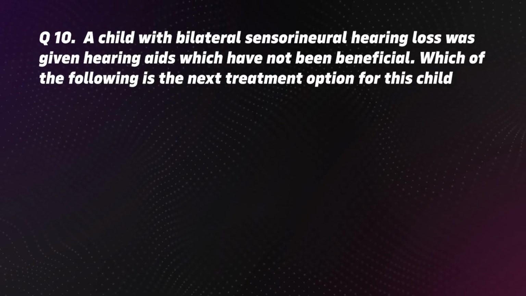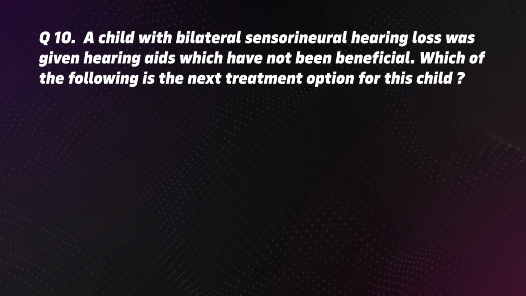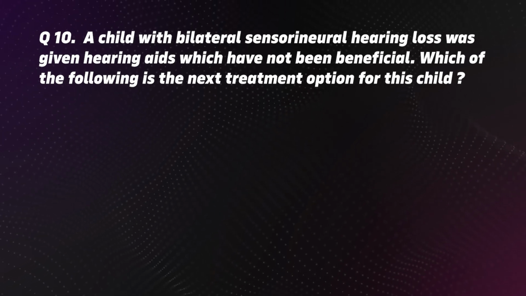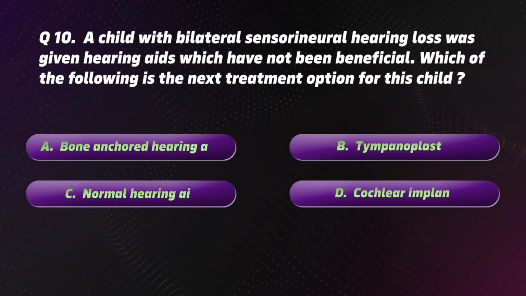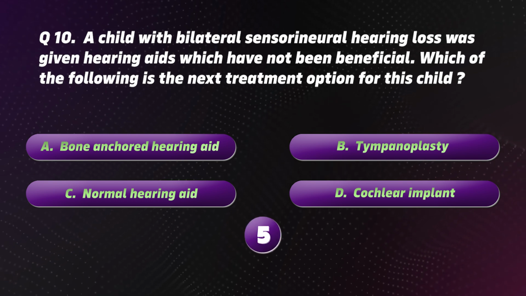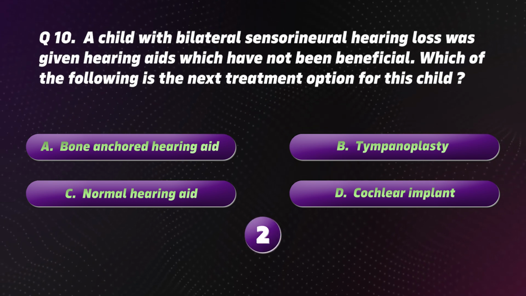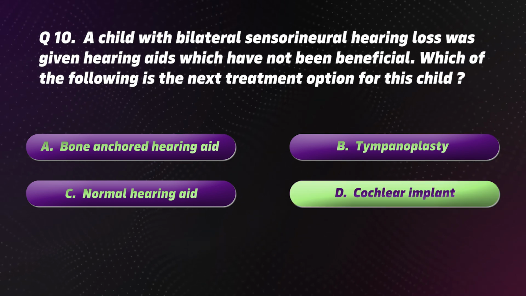Question 10. A child with bilateral sensorineural hearing loss was given hearing aids which have not been beneficial. Which of the following is the next treatment option for this child? Here are the options. A. Bone-anchored hearing aid. B. Tympanoplasty. C. Normal hearing aid. D. Cochlear implant. And the correct answer is option D, cochlear implant.